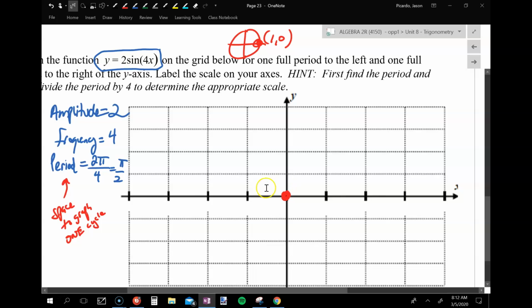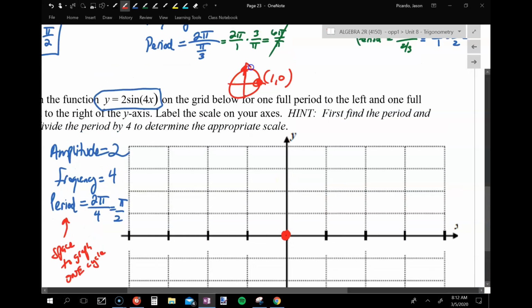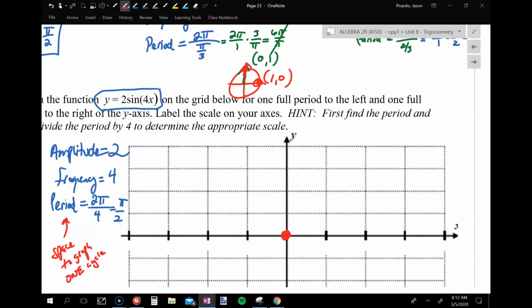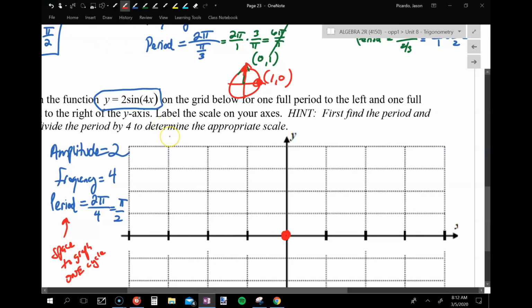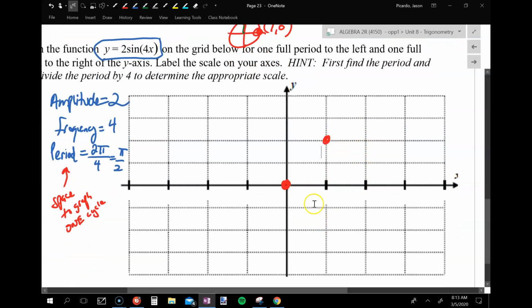What kind of curve am I graphing again? Sine curve, right? Okay, so let's go to 90. At 90, I'm at the point 0, 1, right? So where does my curve go? It goes from 0 to 1. But am I going to go to 1? No, what was the amplitude? 2, so I'm going to go to 2. And then where does my curve go from there? My sine curve goes up and then comes back down.